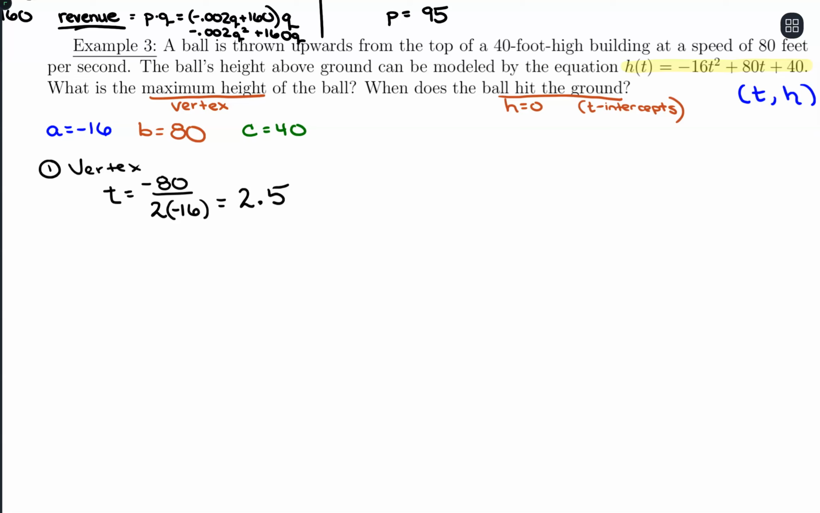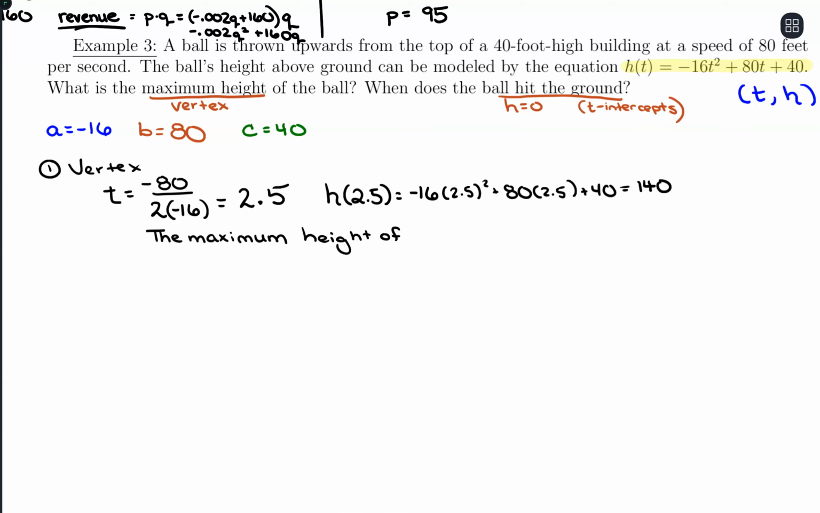That gives us the time, so it's reaching a maximum height after 2.5 seconds. But then what we want to do is take h of 2.5. Plugging in 2.5, negative 16 times 2.5 squared, plus 80 times 2.5, plus 40, and plugging that into a calculator, that would be 140. So the maximum height of the ball is 140 feet. We have more information, like that it occurs after 2.5 seconds, but they don't really ask for that.